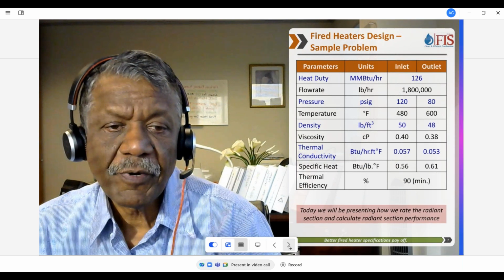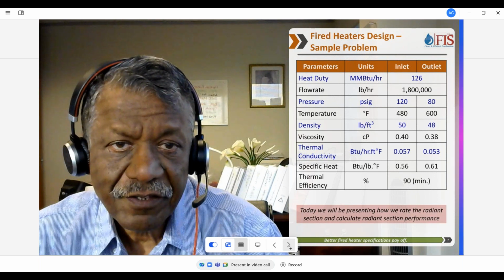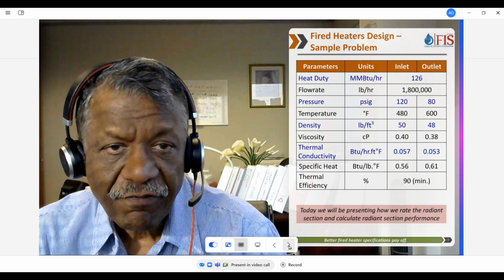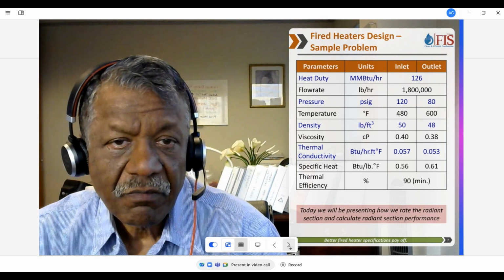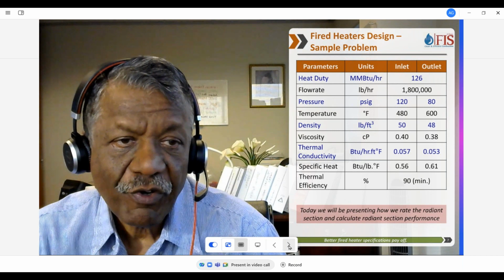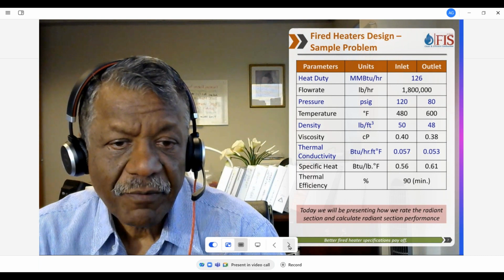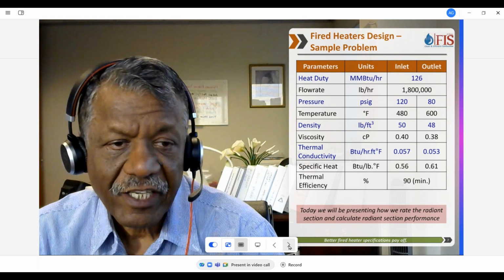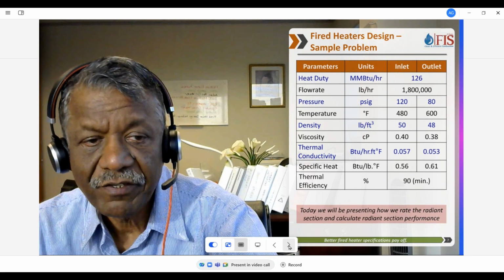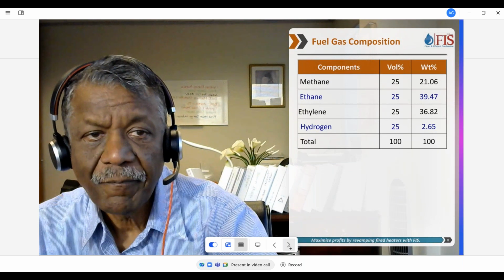So let's talk about the problem we have been covering in our webinar. This is a hot oil heater, 126 million BTUs, flow rate of 1.8 million pounds per hour. We are heating it from 480 to 600 degrees. And the client wanted a thermal efficiency of 90%. That's a minimum thermal efficiency which the client suggested. So we will be talking more about it.